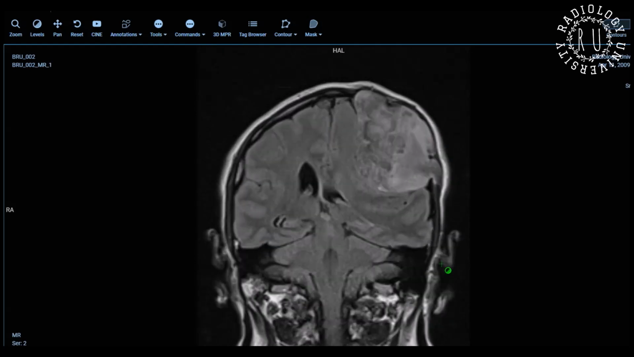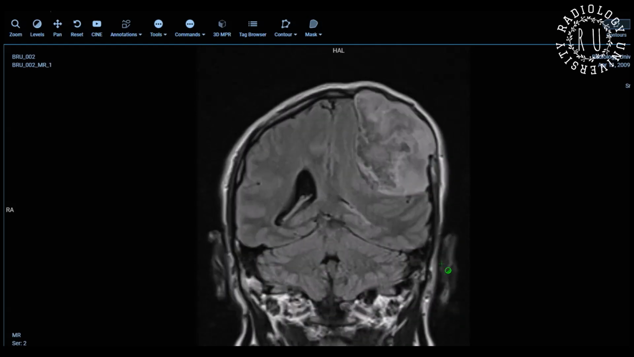There's an extra-axial lesion at the left frontal skull vault with heterogeneous FLAIR hyperintensity exhibiting mass effect with effacement of the sulci as well as obliteration of the left lateral ventricle. In my practice, I evaluate midline shift in axial images, but I still suspect there's a mild midline shift in this coronal image.